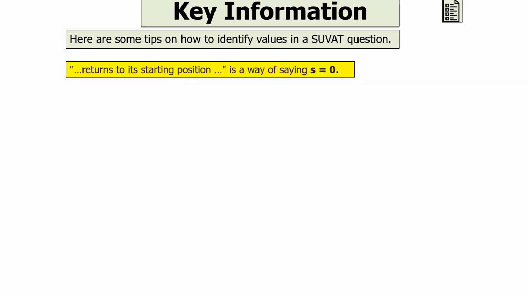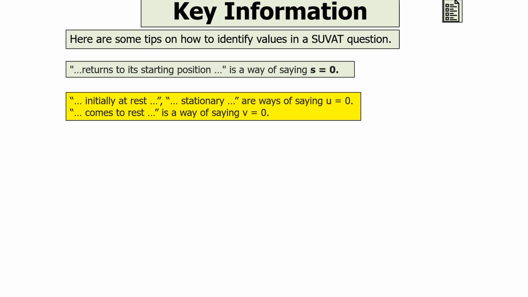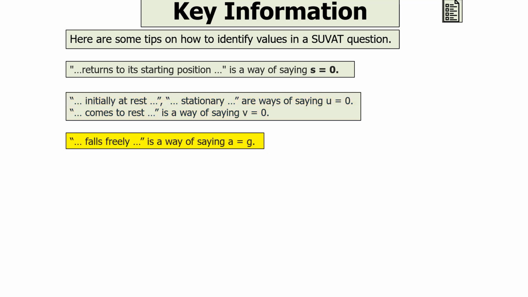So just a few tips on how to identify values in SUVAT questions. If the question says the object returns to its starting position, that's a way of saying our displacement s is equal to 0. If the question says the object is initially at rest or stationary, that's a way of saying that the initial velocity u is equal to 0. And if it says comes to rest, that's a way of saying that v, the final velocity, is equal to 0. And then finally, if the question says falls freely, that's a way of saying acceleration is equal to gravity, which in this case is 9.81 if it is on the Earth.